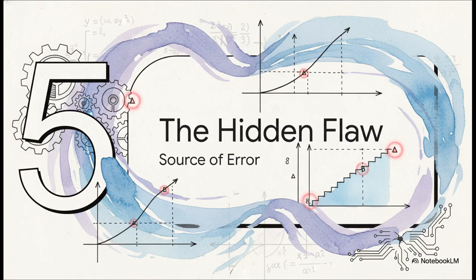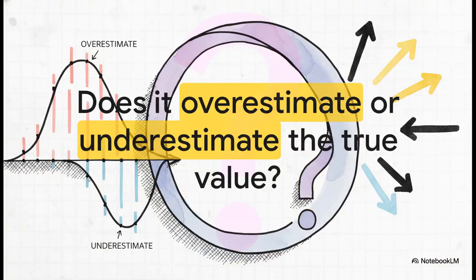Which brings us to our final section, digging into that error. Where does it come from? And can we predict it? So here's the big question when you're doing any kind of approximation. It's not just that you're wrong, but how you're wrong. Did our method give us an answer that was too high or too low?